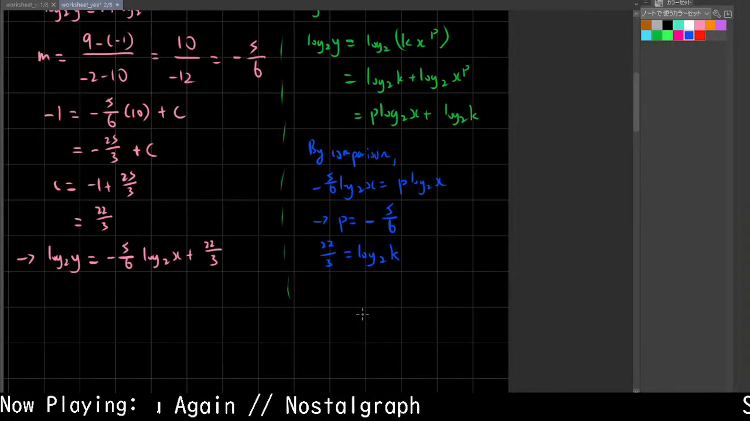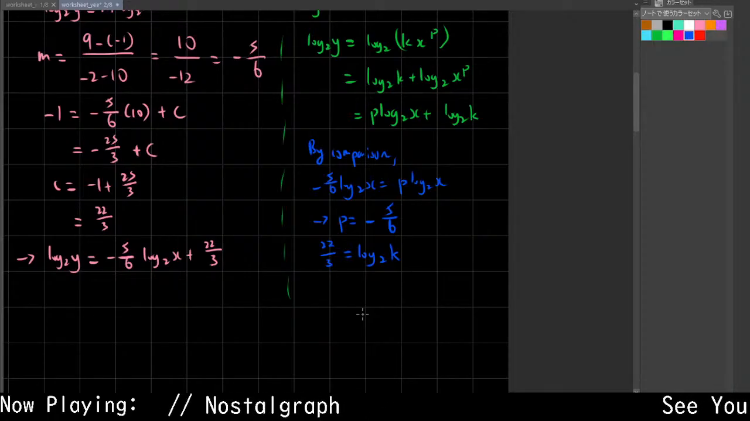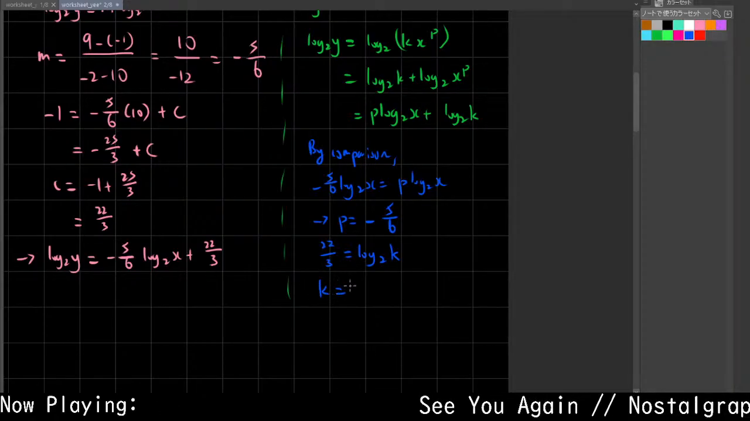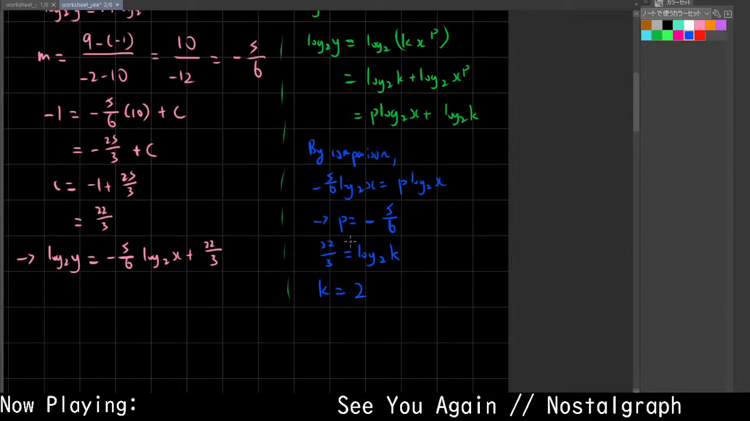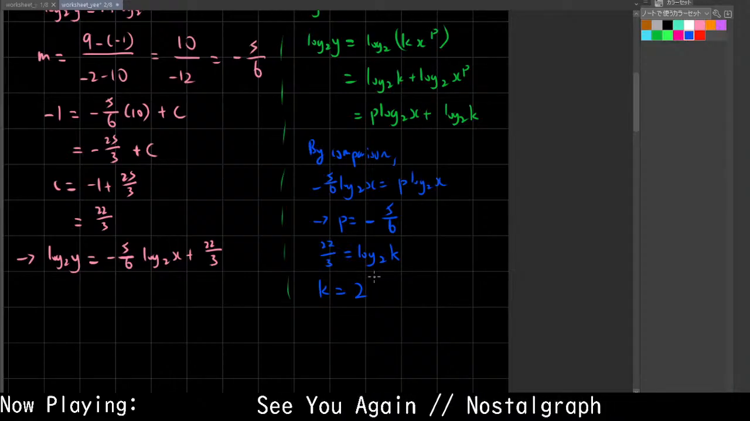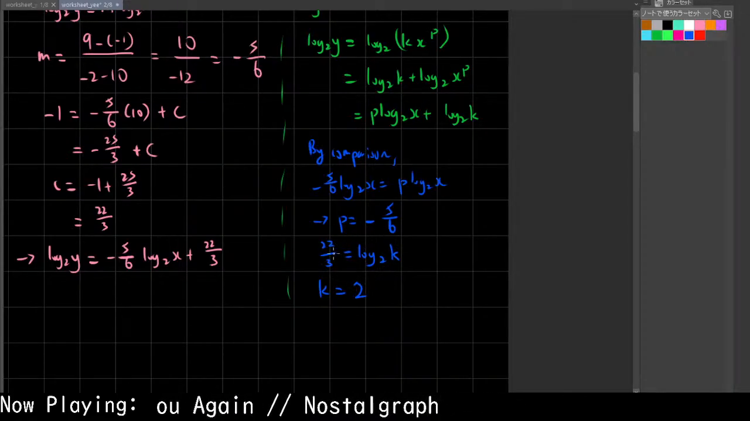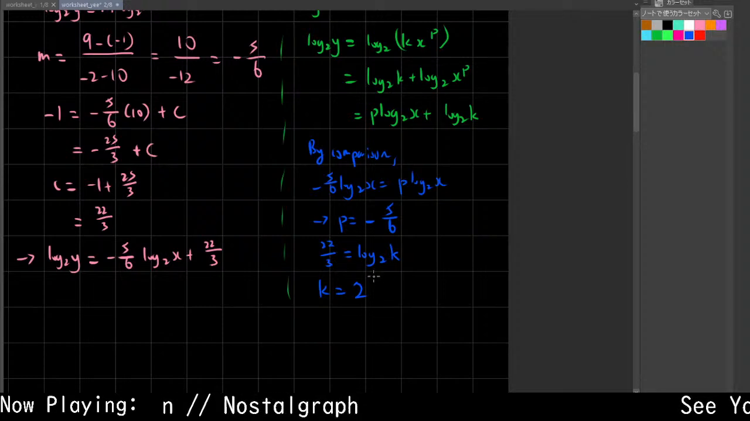So to find your k, you want to convert it back into power form. So k will be equal to base 2 to the power. Answer becomes power. So 2 will become big.